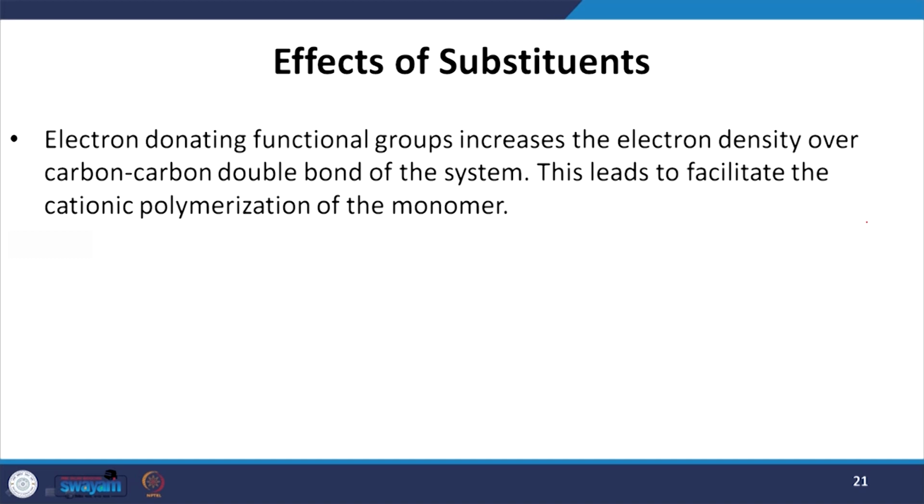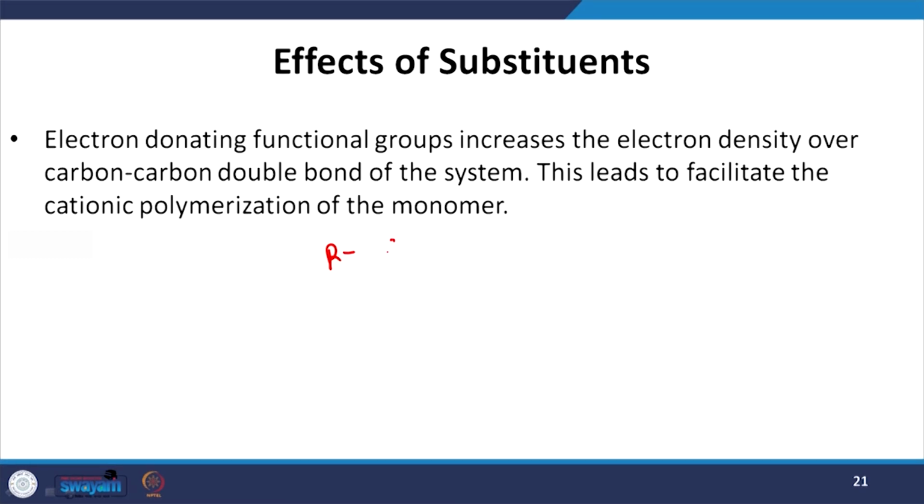Now, the substituent effect usually demonstrates itself through its alteration of the electron cloud density of the double bond, and its ability to stabilize the possible formation of either radical, anion or cation. Now, there are other things related to electron donating functional groups. These electron donating functional groups increase the electron density over the carbon-carbon double bond of the system. This may facilitate the cationic polymerization of the monomer. Let us have a look at this particular approach in detail.